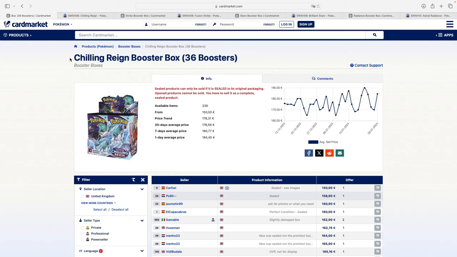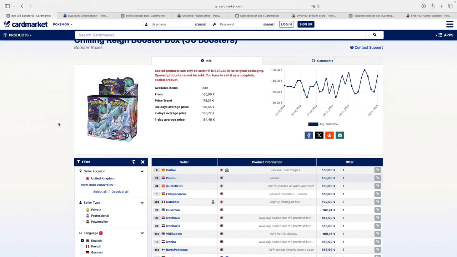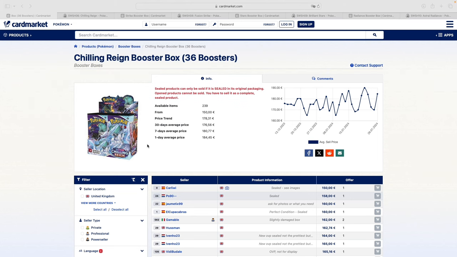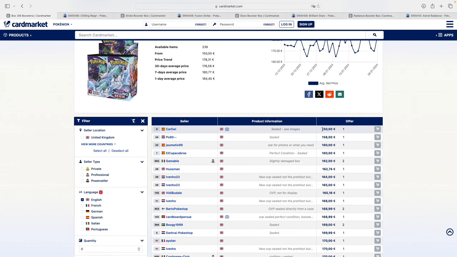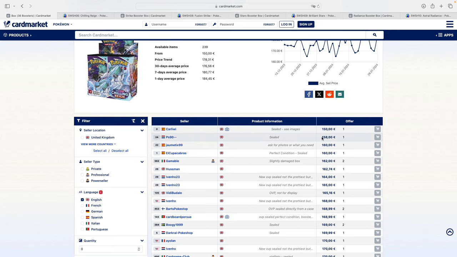Here on Cardmarket, we're taking a look at Chilling Reign. We're going to do this in chronological order, starting with the oldest one. Chilling Reign actually came out in June of 2021, so it is nearly 3 years old. Here on Cardmarket, as you can see, the lowest listed is 150 euros. However, it is a bit damaged, not really a mint box. And then we have one at 158.